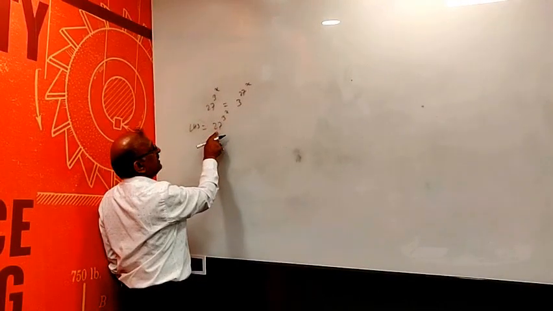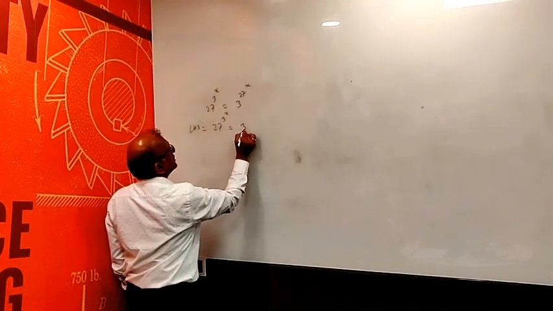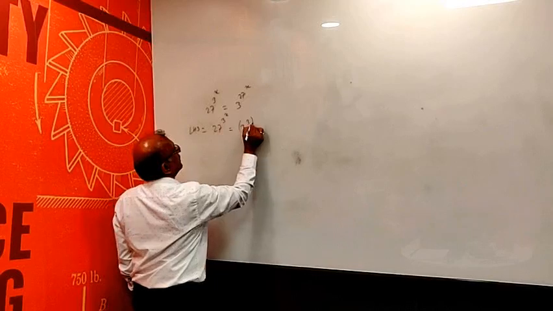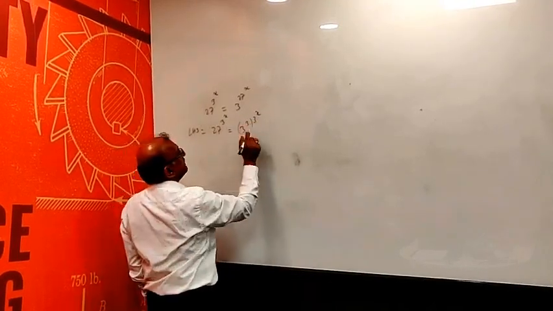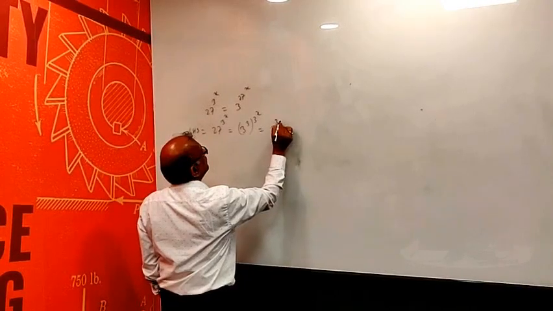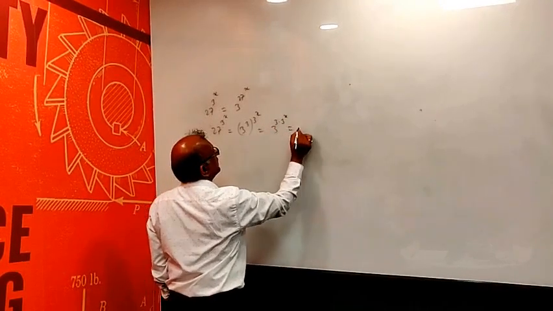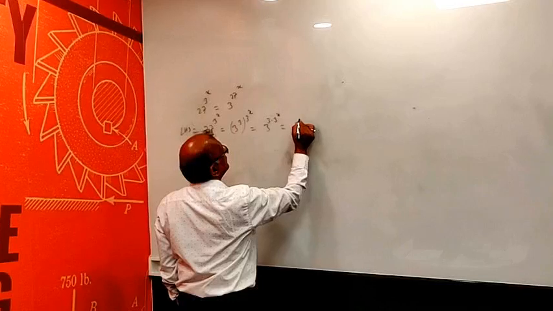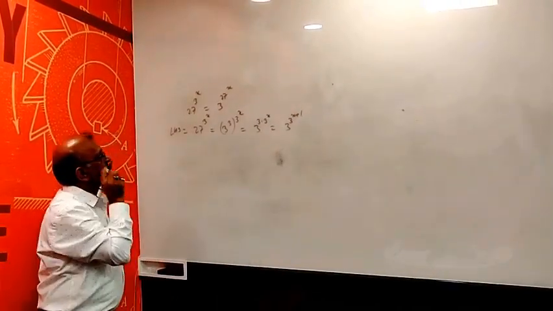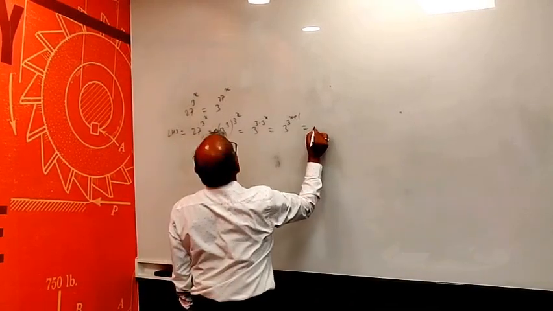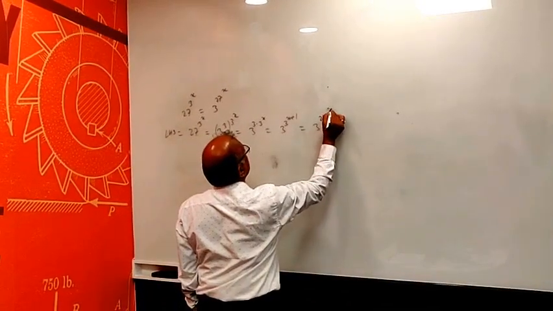So let's convert this base into 3. This is equal to 3 raised to power 3, whole raised to power 3 raised to power x. This can be multiplied with this. This becomes 3 raised to power 3 into 3 raised to power x, which is equal to 3 raised to power x plus 1. Alright, and this is equal to the right hand side, 3 raised to power 27 raised to power x.